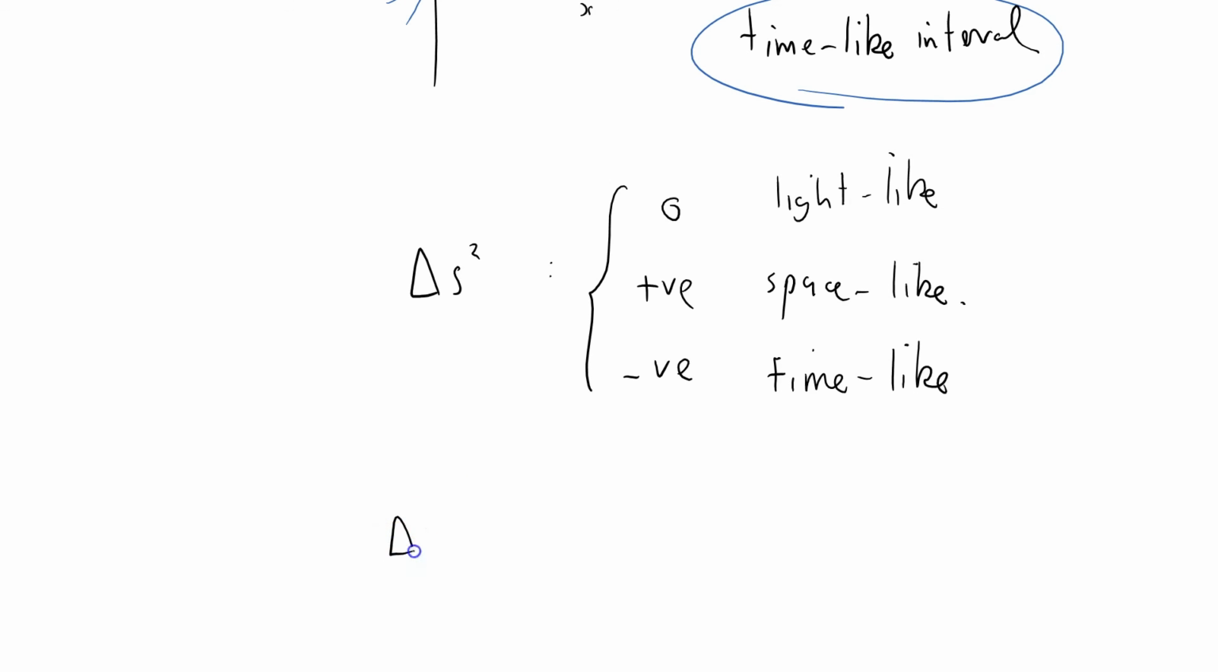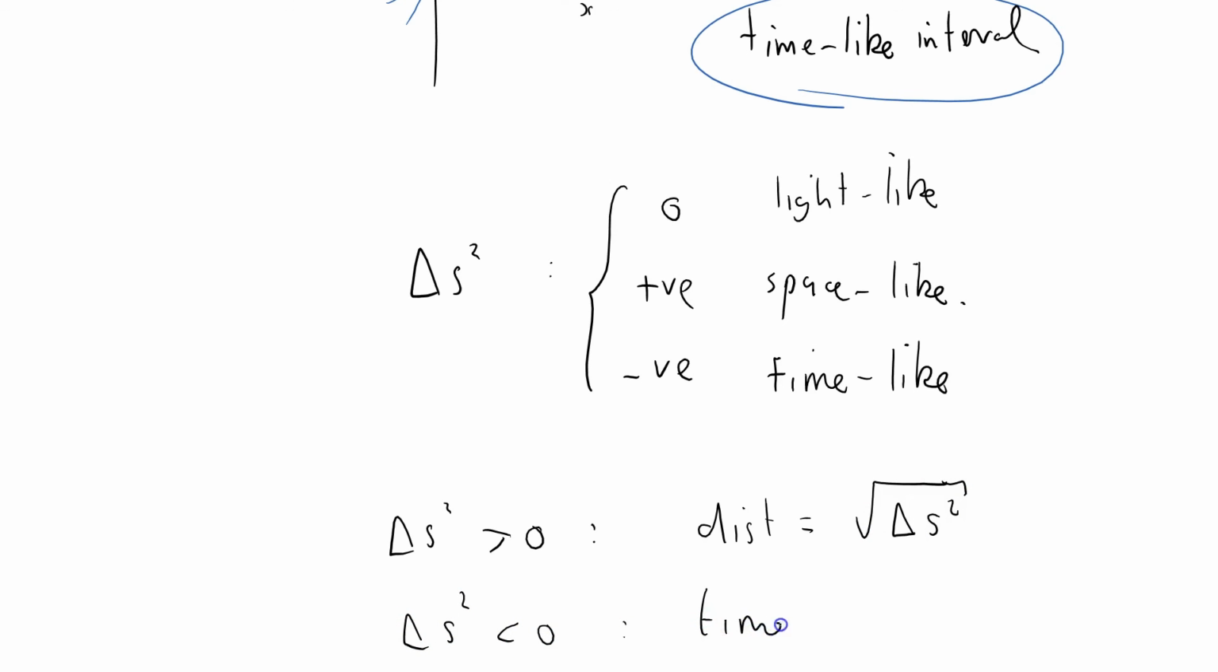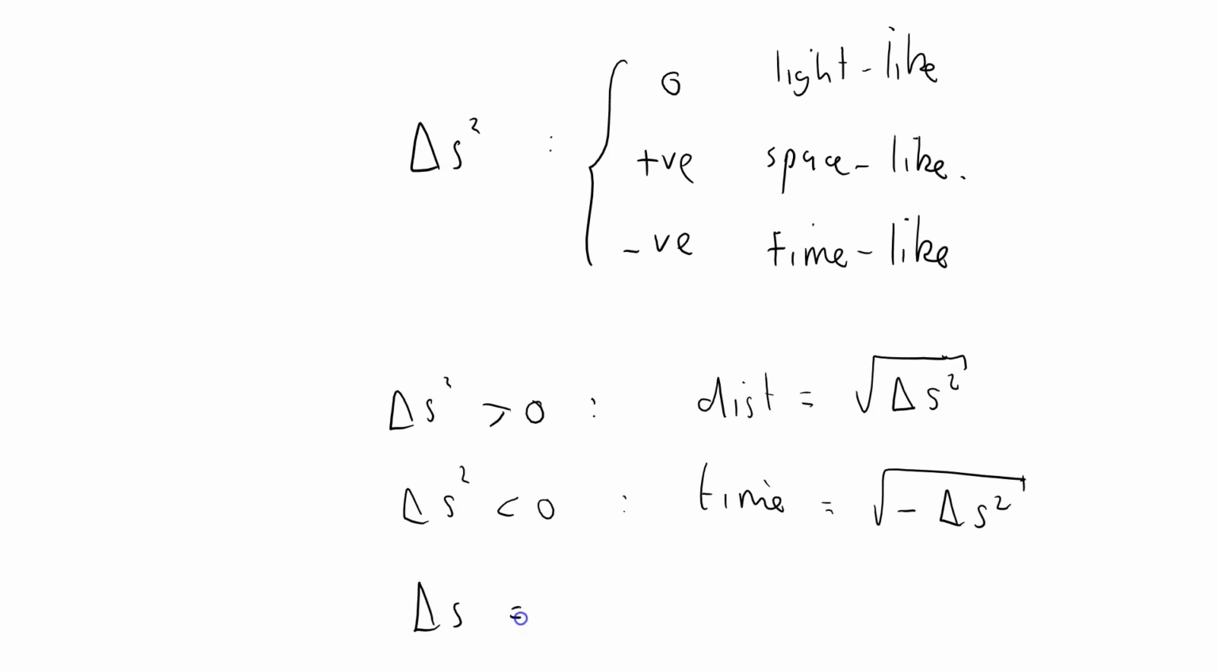And of course, if delta S squared is positive, then I'll say that it's space-like, and the actual distance equals the square root of delta S squared. If delta S squared is negative, then the time difference is going to be equal to the square root of minus delta S squared. And if delta S equals 0, then the two events are linked by a photon path in free space.